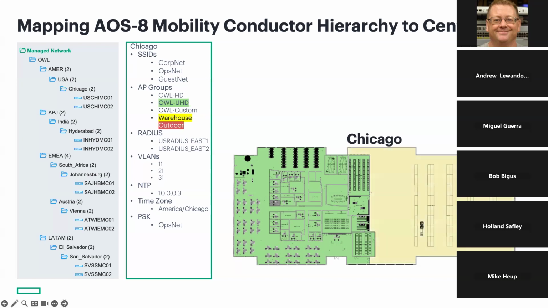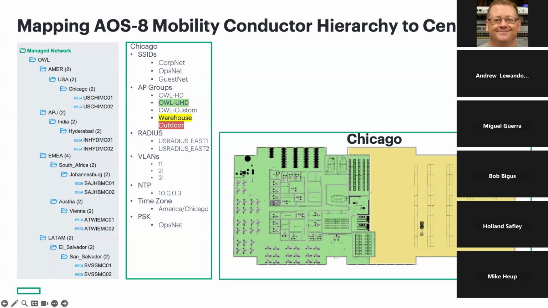Now, they also have, in this example, a warehouse AP group, which is going to have a much sparser configuration, right? APs are not going to be as dense. So RF is going to be a little bit different. And then in this example, they're broadcasting only 2 of the 3 SSIDs. And then the outdoor AP group, in this example, is broadcasting just a single SSID, the guest SSID.